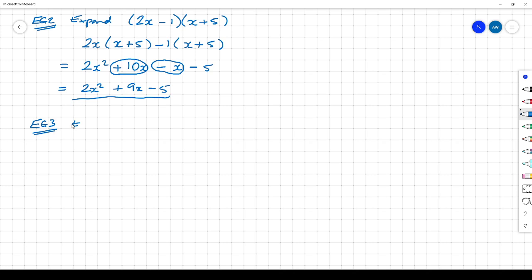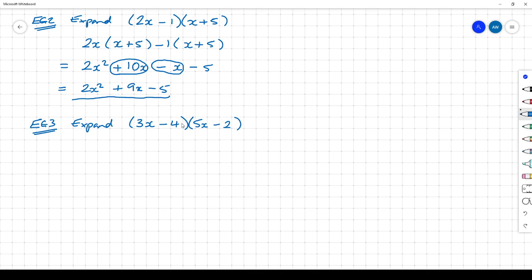Okay, expand. That's the key word. Let's have 3x minus 4, and we'll have a number in front of this x as well. We'll have a coefficient in front of this x. We'll have 5x minus 2. So we've got two negatives this time, and I've got a coefficient in front of both of the x's in both brackets. Okay, so we need to make sure everything in this bracket is multiplied by everything outside.